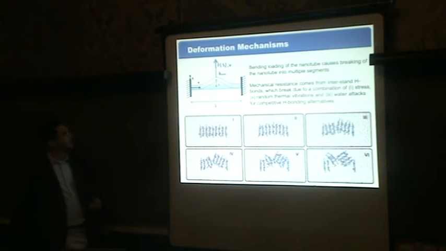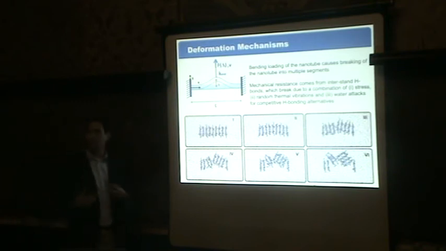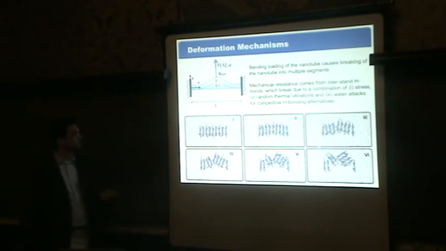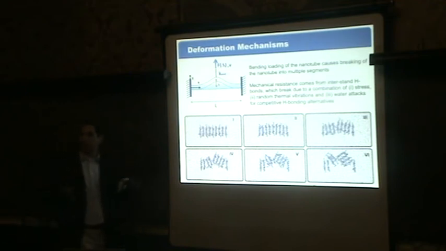In this case, mechanical resistance again comes from interstrand hydrogen bonds, which can break due to stress, random thermal vibrations, and also attacking of water. So water also wants to make hydrogen bonds with the backbone, so it actually decreases the stability of these particular nanotubes. And this is also known for the case of spider silk. In the case of spider silk, though, you have these hydrophobic side chains which push the water out. So you have almost a phase separation from water, and that plays a protective role for the case of the crystals.